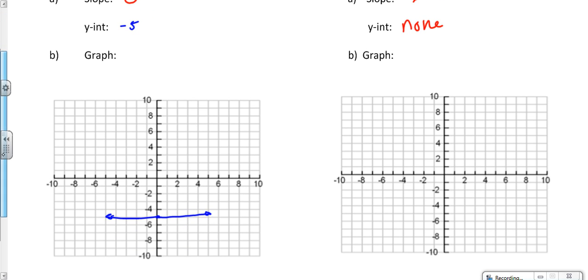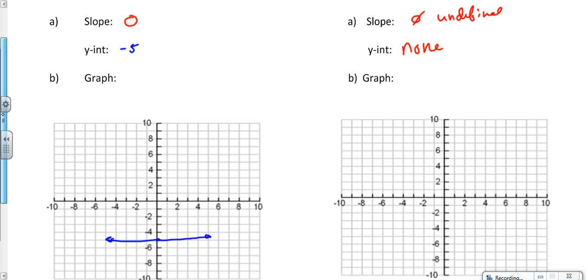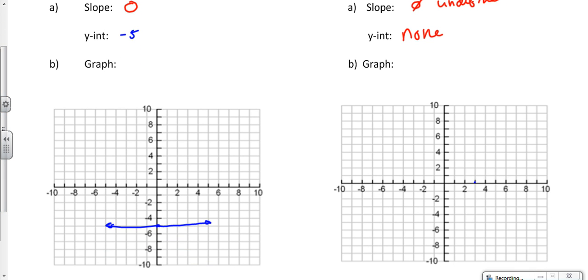So we graph that, and it was x equals 3, so find 3 on the x-axis, and there you go. Vertical line. And this ends the lesson for 1, 2.